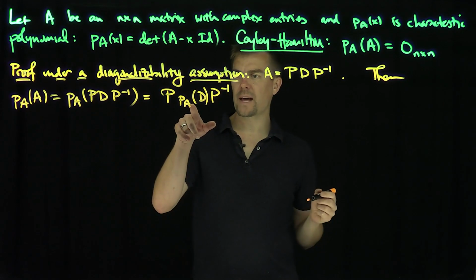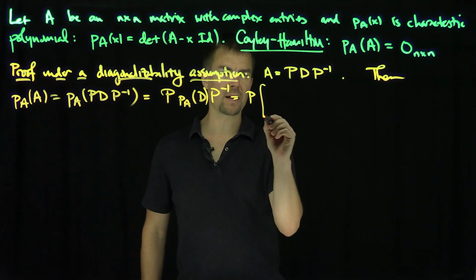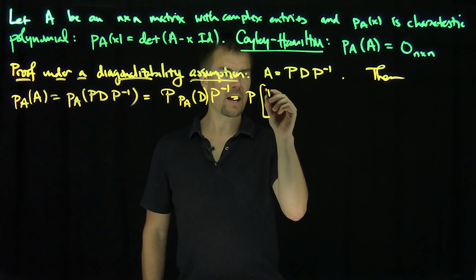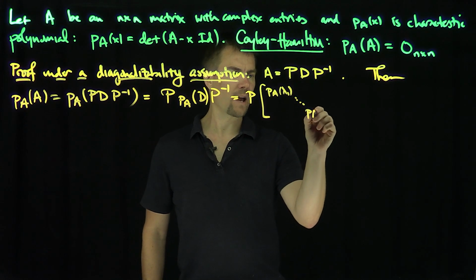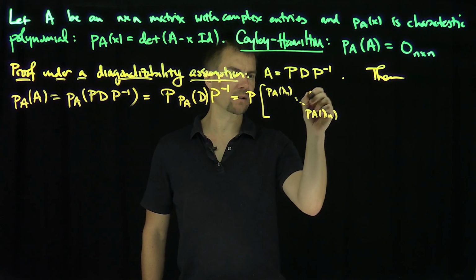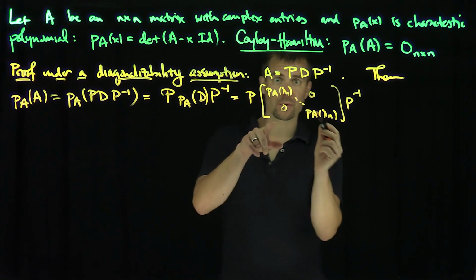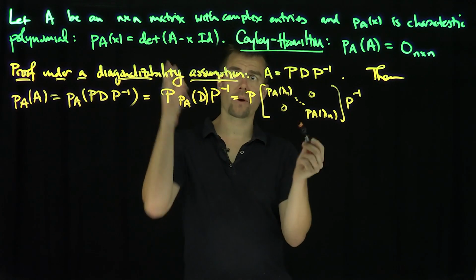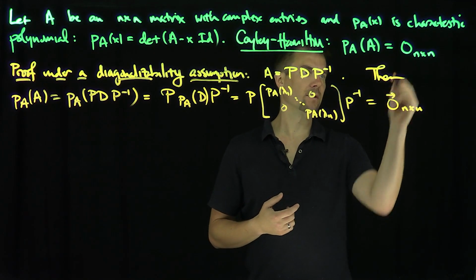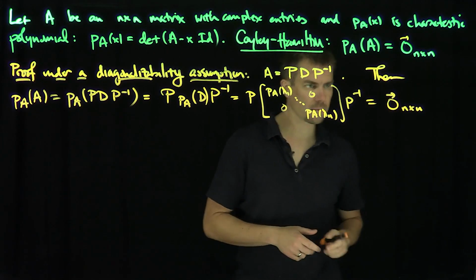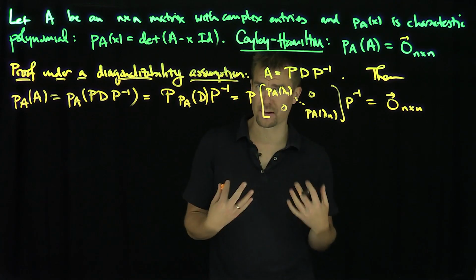Now what's going to happen is this is just the polynomial applied to the diagonal entries, the eigenvalues. So this is P, and then P_A of lambda 1 through P_A of lambda n, because those are the diagonal entries. And now that is just the zero matrix, because when I plug an eigenvalue into the characteristic equation, I get 0. So this is just the n by n zero matrix. If the matrix is diagonalizable, the argument is very, very simple.